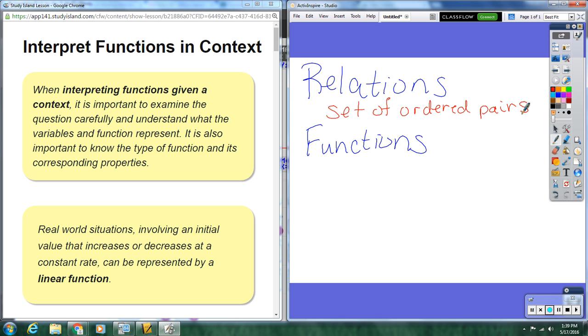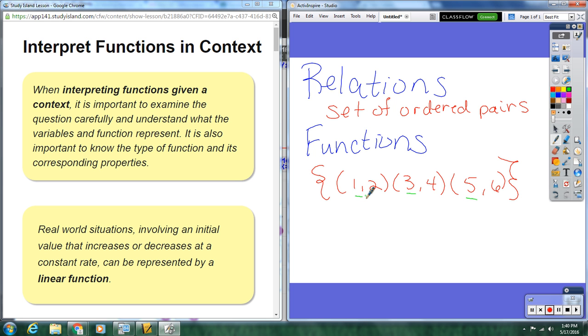So when you had a set of ordered pairs like 1, 2, 3, 4, and 5, 6, did any of the X's repeat? No. So that's a function.